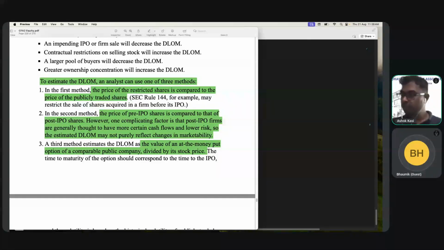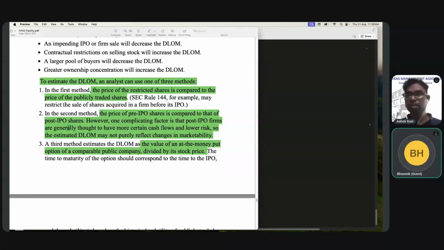Then the second one, the price of a pre-IPO share is compared to that of a post-IPO share. However, one complicating factor is that post-IPO firms are generally thought to have more certain cash flows and lower risk. So the estimated discount for lack of marketability may not be purely reflecting changes in marketability. That's one theory. But this line is okay, you are able to understand. Because post-IPO firms have more cash flows and lower risk, the discount is less.